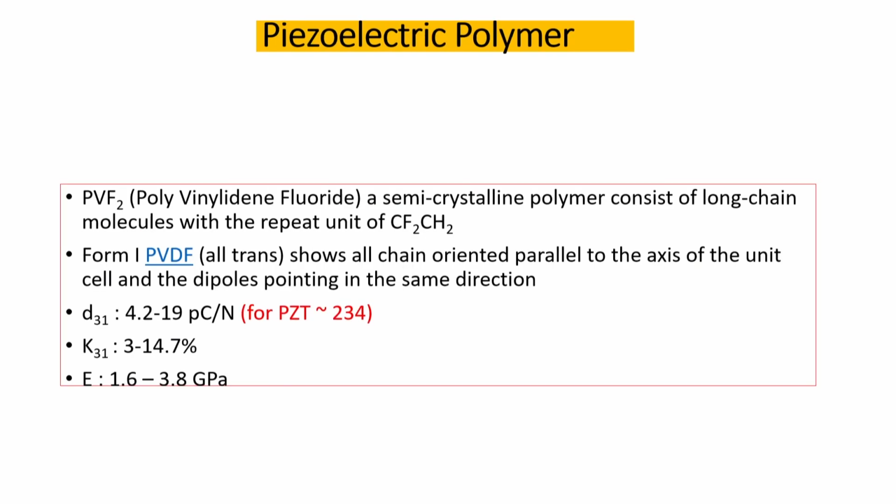Even better for a dynamic strain are the piezoelectric polymers like PVDF, which has a form 1, that is an all trans system that shows this piezoelectricity, and even though their D31 is smaller in comparison to PZT, they are much more flexible in nature. So, they have a better application.